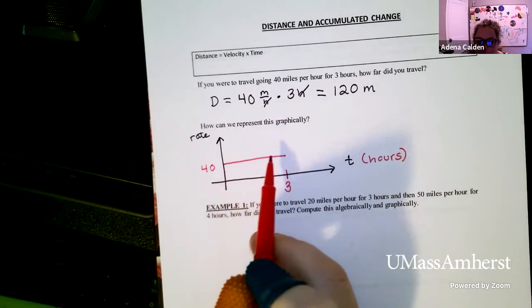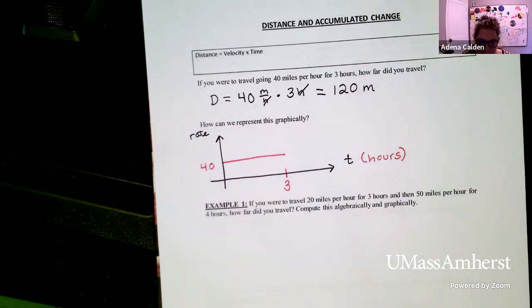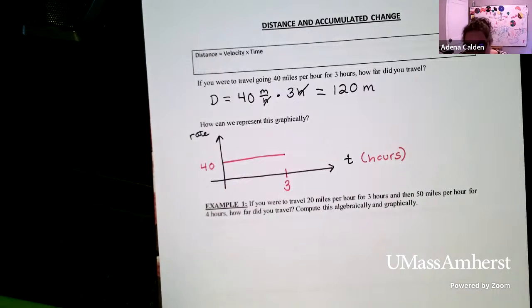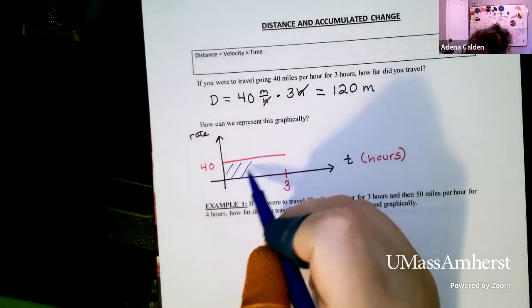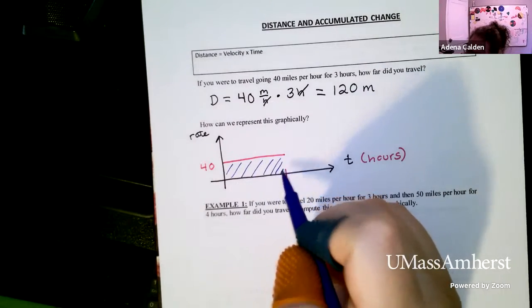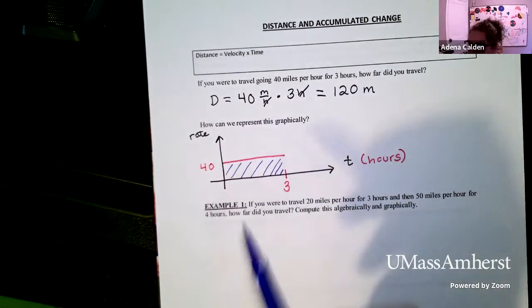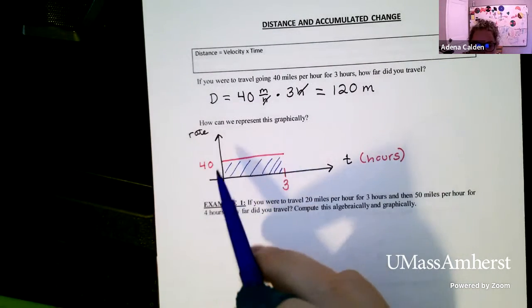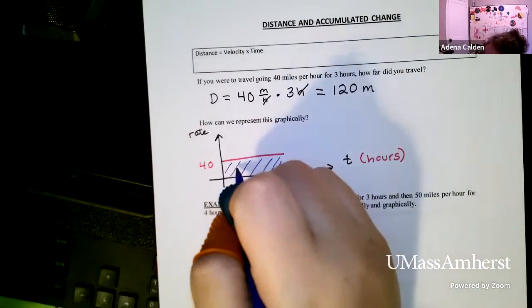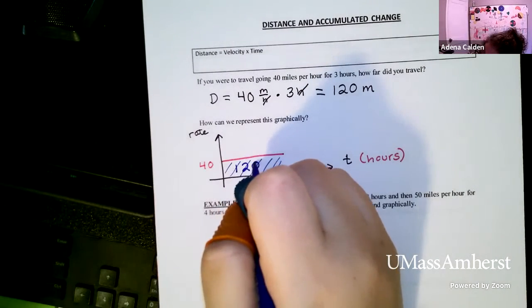So a constant, a number that's by itself, is just a horizontal line. So if we look at the area between the line and the x-axis, that area is 40 times 3, right? Because area of a rectangle is length times width. And that is 120.